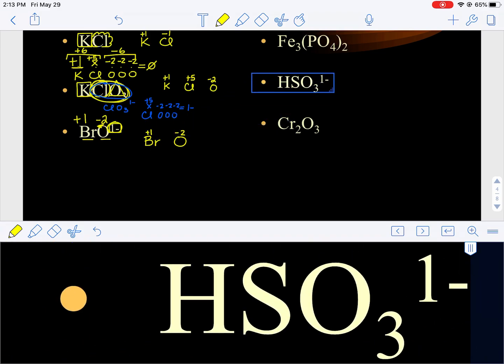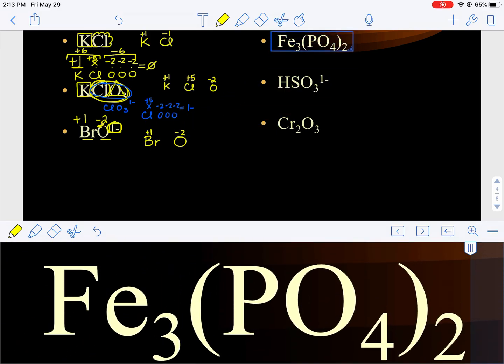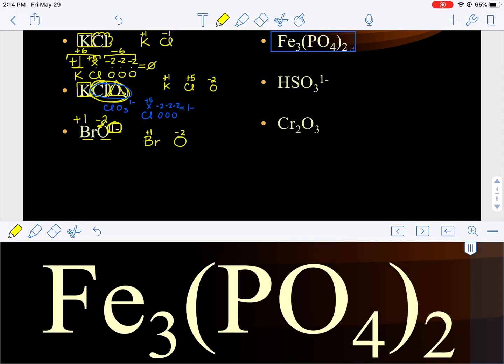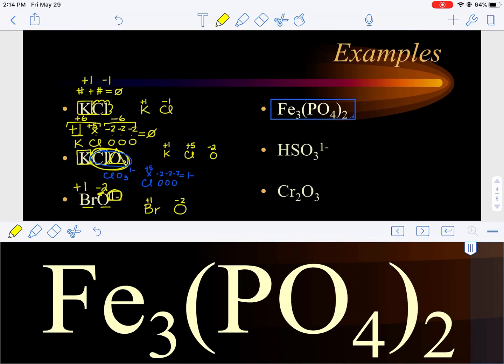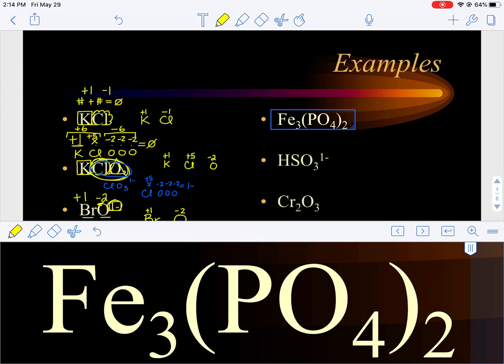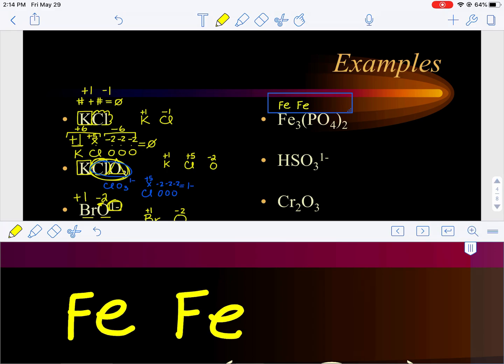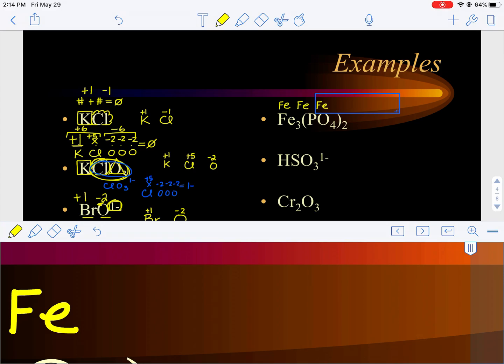Now some of you may be getting the hang of this. Congratulations. Others not so much. All right. We still have 3 more practice problems we'll work our way through. All right. Fe3(PO4)2. Seems to get a little complicated because we've got subscripts as well as the parentheses, but just take it a step at a time. What does this mean? It means we have 3 irons, and it means that I have 2 phosphates.